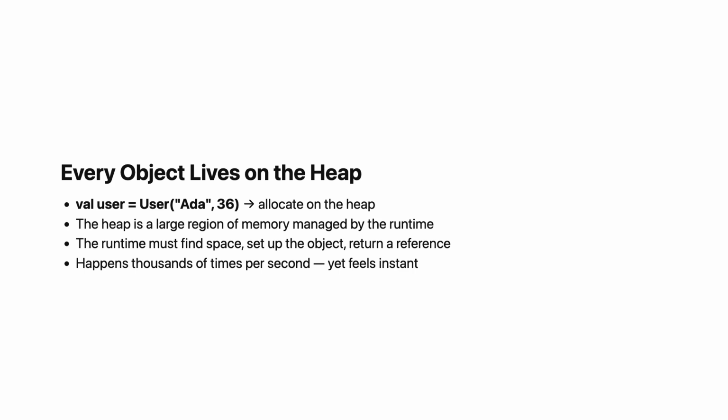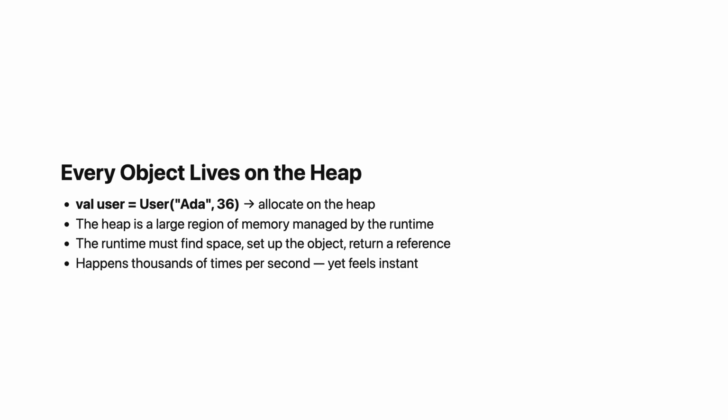But here is the thing. The runtime does not go searching through the warehouse looking for an empty spot every time. That would be incredibly slow. Instead, it uses a brilliant trick that makes allocation nearly as fast as incrementing a number. That trick is called the TLAB, which stands for Thread Local Allocation Buffer.